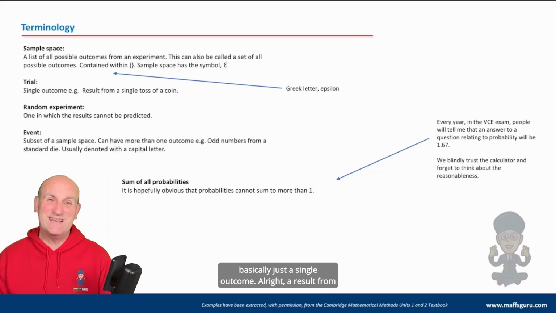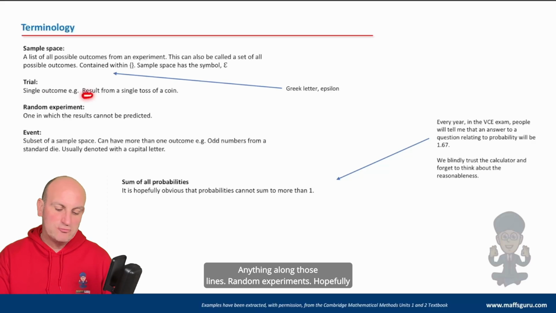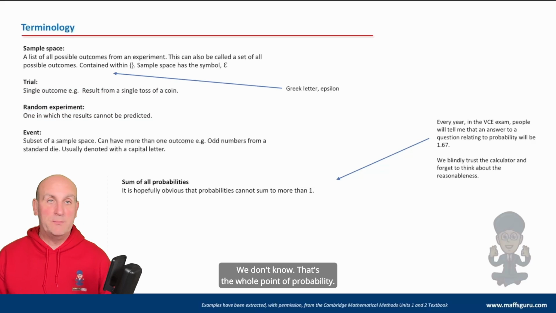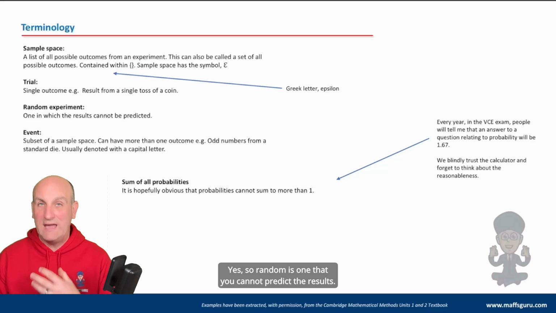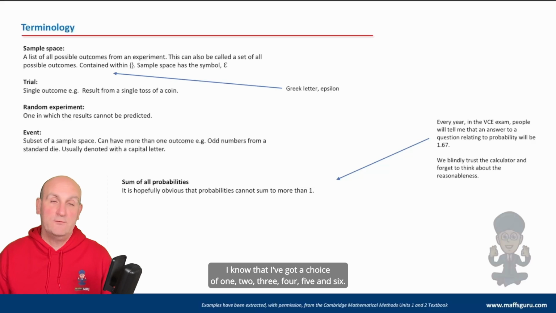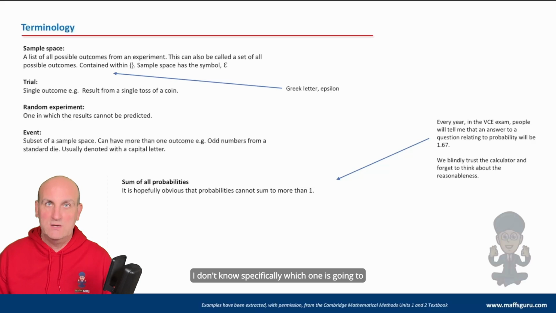A trial is basically just a single outcome, a result from one toss of a coin or a card you're picking from a deck, anything along those lines. Random experiments. Hopefully everything we're dealing with is going to be random, but who knows? We don't know. That's the whole point of probability. Random is one where you cannot predict the results. If I roll a standard die, I have no clue what number is going to come out. I know that I've got a choice of 1, 2, 3, 4, 5, and 6. I don't know specifically which one is going to come out.